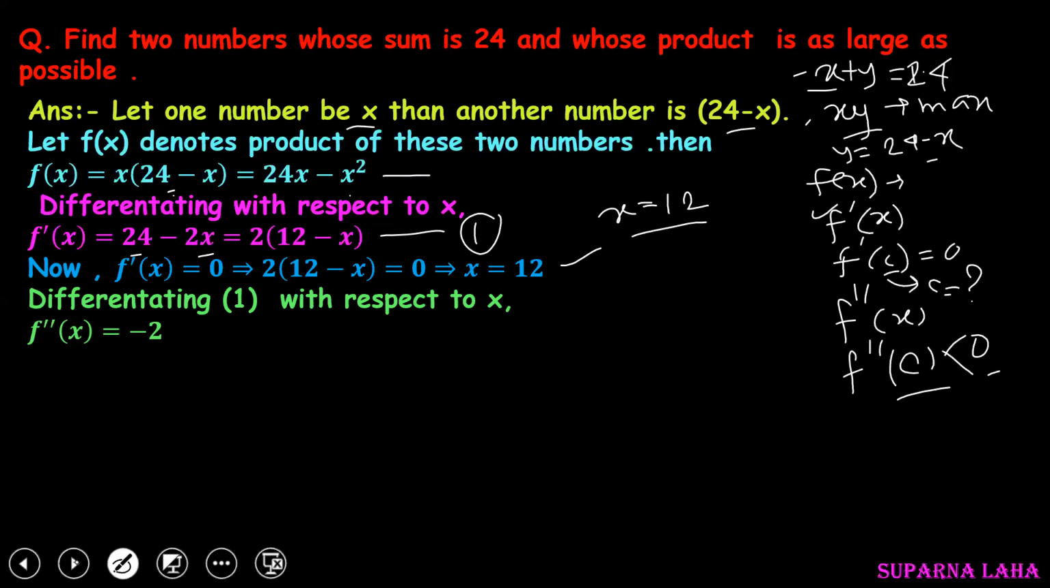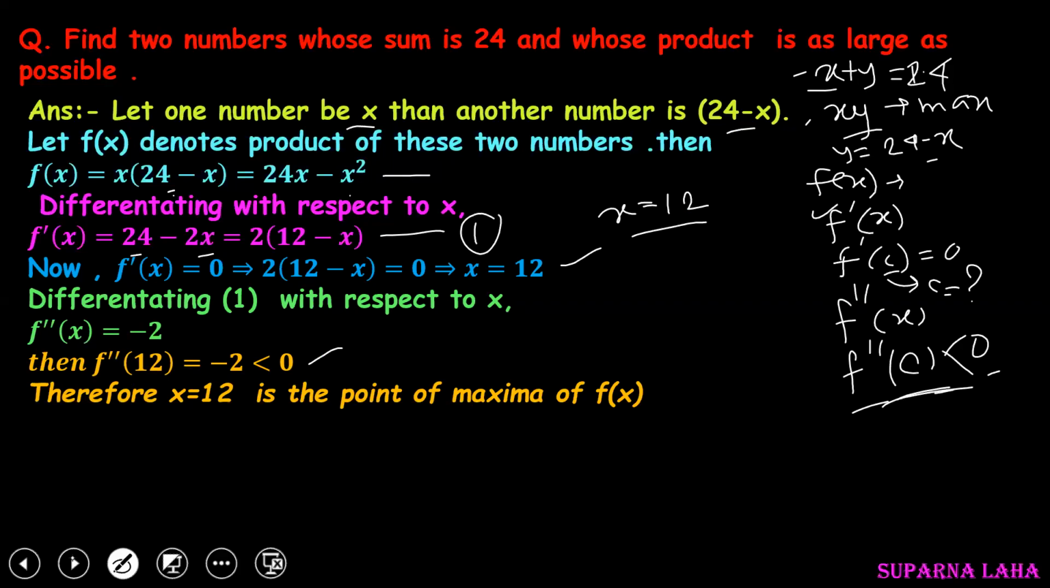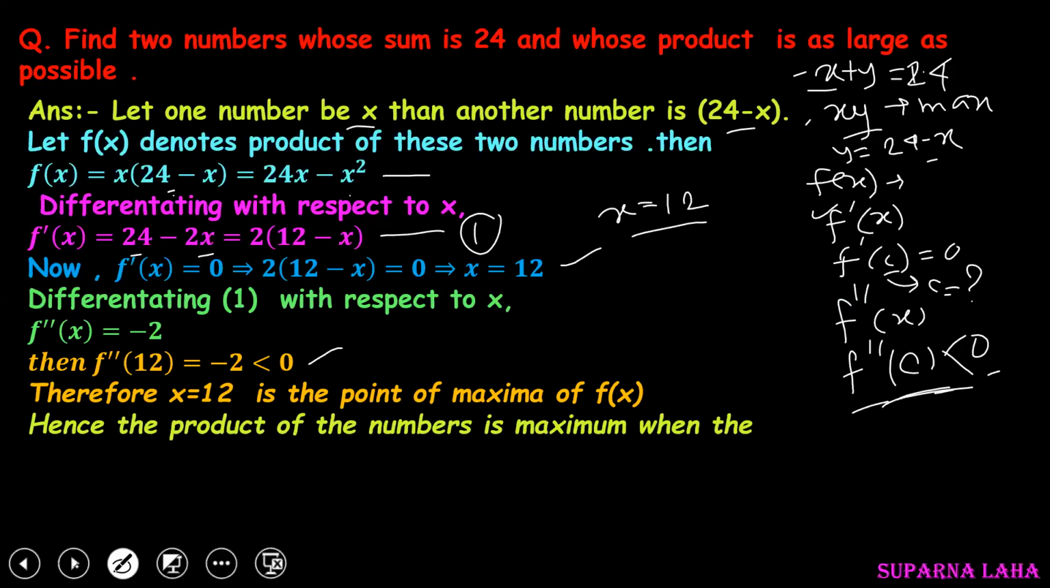Okay, now put x equal to 12 into f''(x); this is less than 0. We have to show this is less than 0. So for x equal to 12, the function has maximum value, or we can say that x equal to 12 is a point of maxima for f(x). And if x is equal to 12, then what is y? The other number is given by 24 minus 12, that is 12.